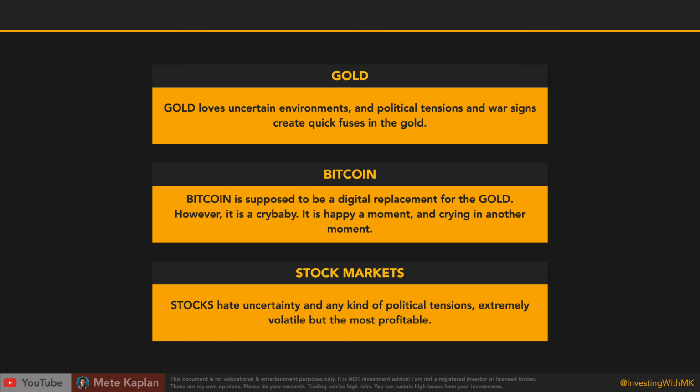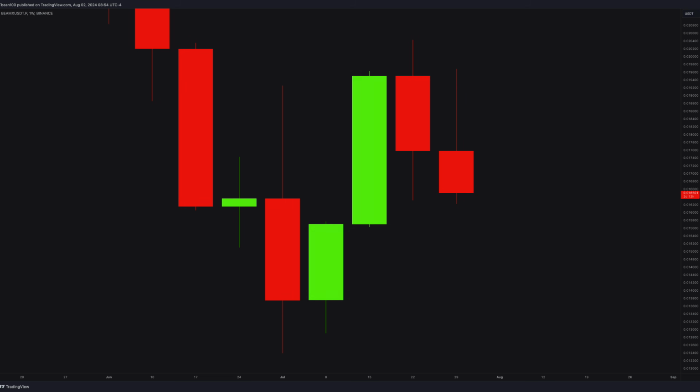And the stock markets definitely hate any tensions in the world. Just check the Nasdaq right now. It is crashing. Stocks are extremely profitable instruments. However, if they sense any kind of uncertainty, any kind of political tension in the world, they pull back really hard. So, in crashing days like nowadays, I try not to long the asset so much.